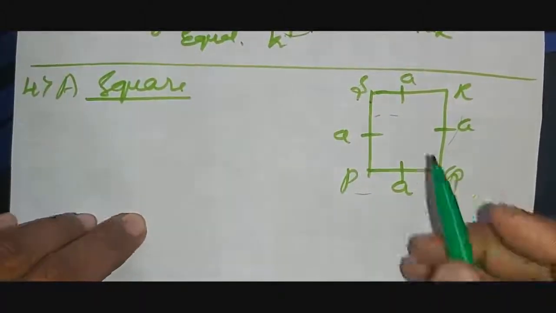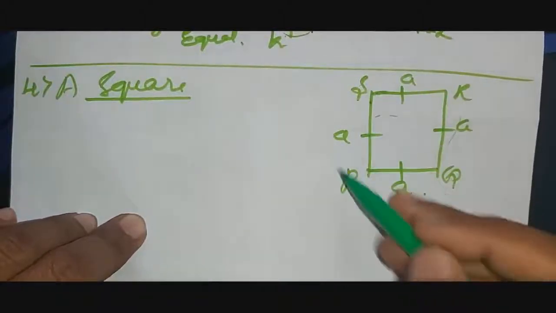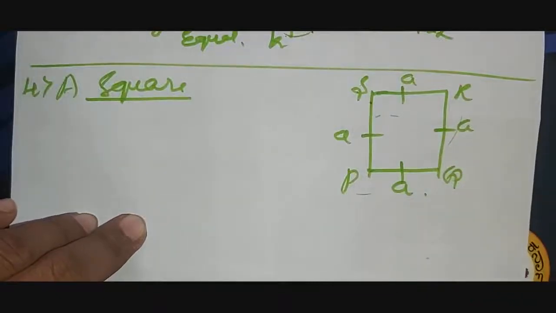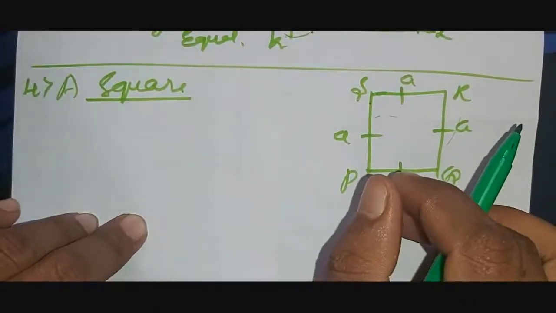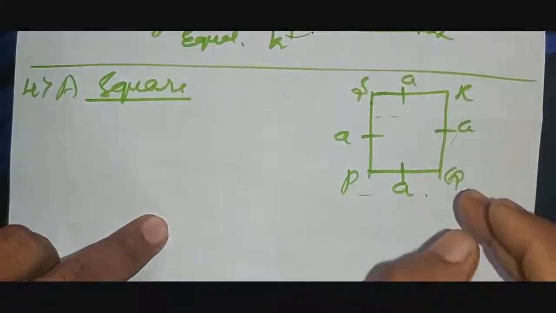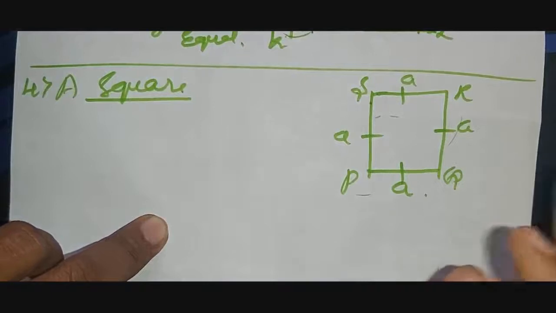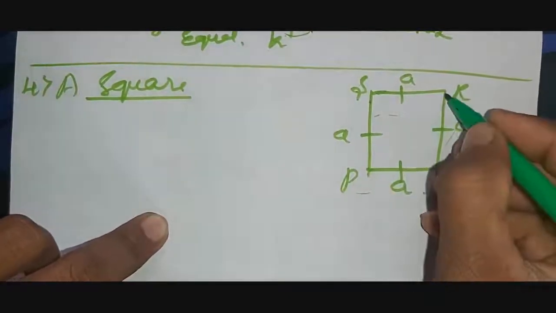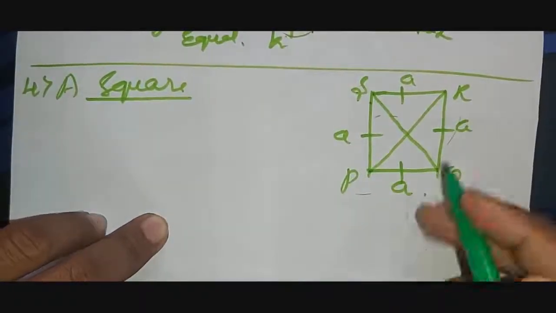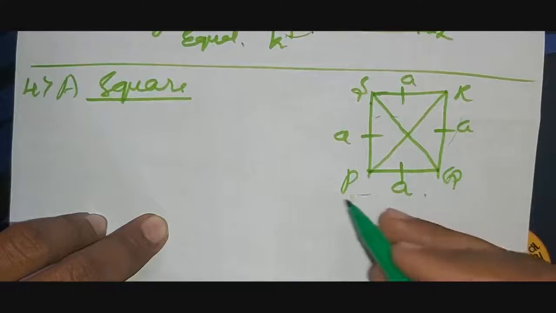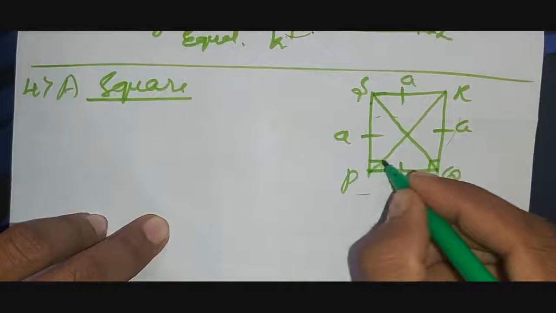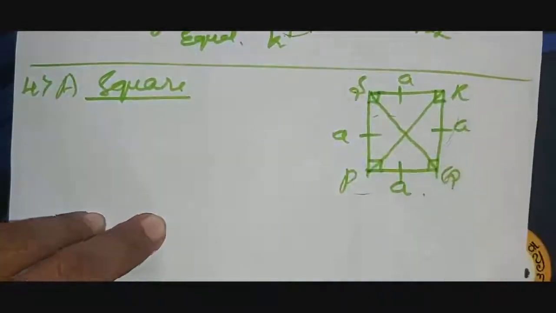For this also, it has all the properties of a parallelogram. SR is equal to PQ, RQ is equal to SP, like this. And it also has the properties of a rhombus, because in a rhombus sides are equal but diagonals are unequal, right? But in a square diagonals are equal. In a square diagonals are equal. It also has all the properties of a rectangle, right? Because each angle measures 90 degrees here also.